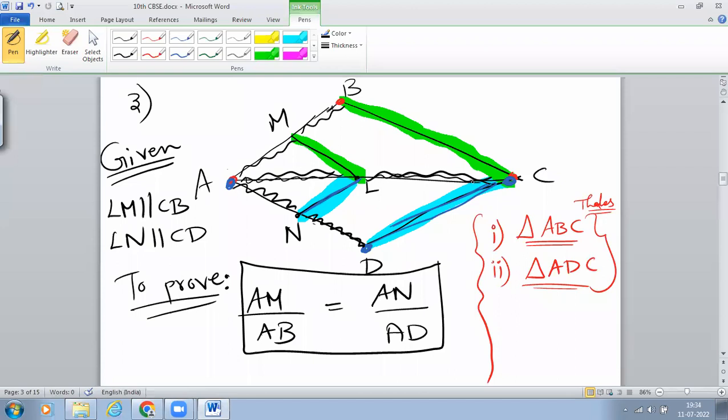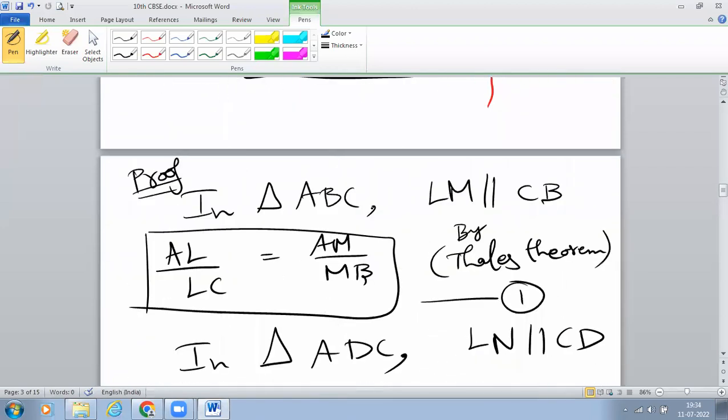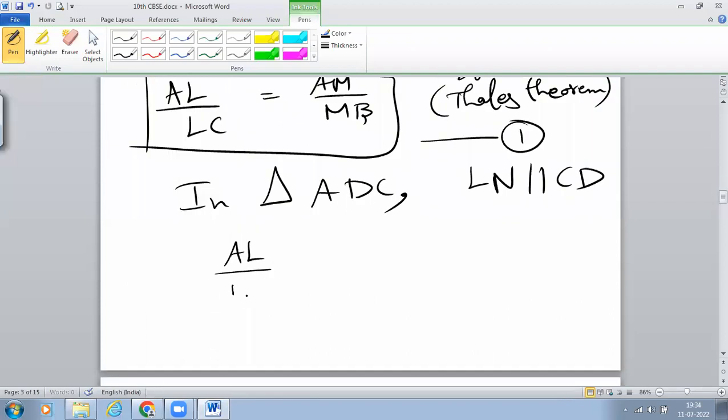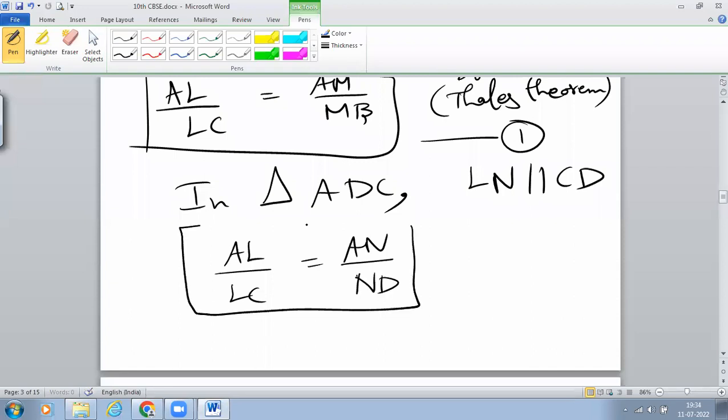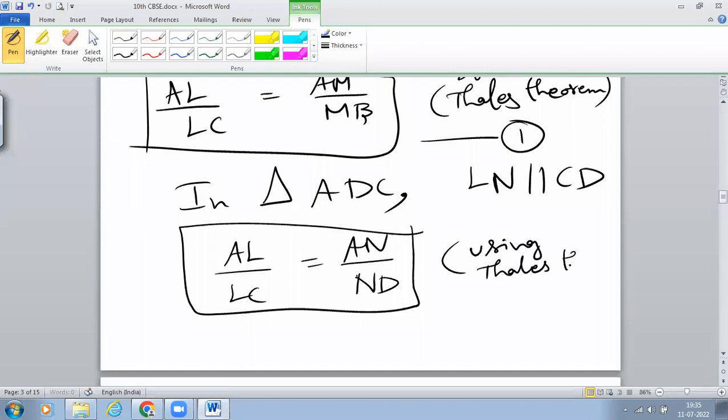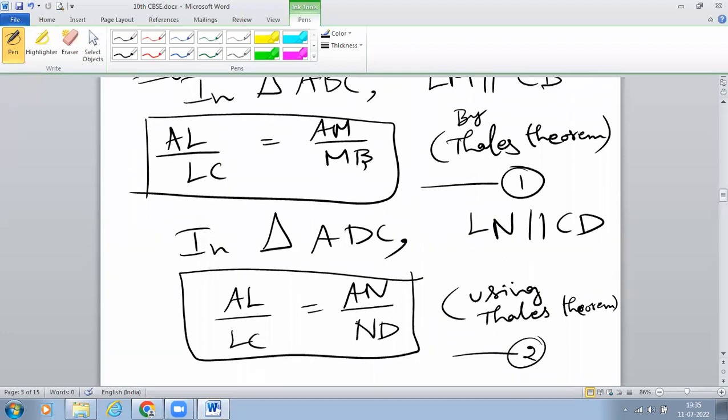Therefore, AL by LC is equal to AN by ND. According to which theorem? Thales theorem. Very good. Using Thales theorem or by Thales theorem. This is equation number 2. Now, please check both the equations. In both the equations, the left hand side are same. AL by LC and AL by LC. Yes or no?